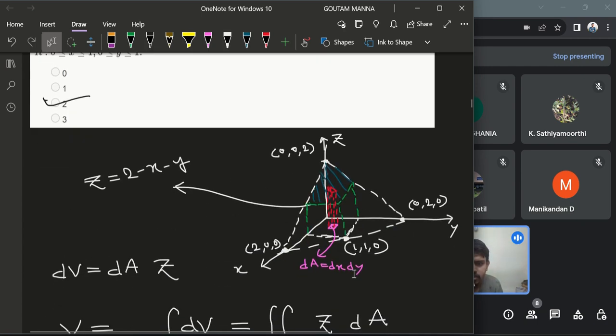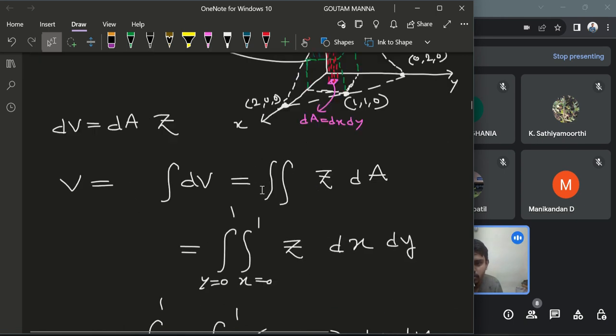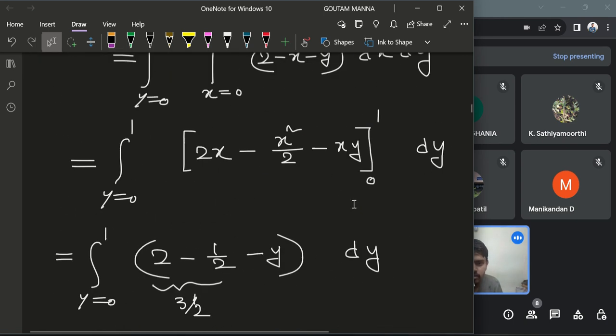So if how I drew the volume is not clear, or how I do this integration, how I'm putting the limits, then please unmute and ask, or write in the comment section.